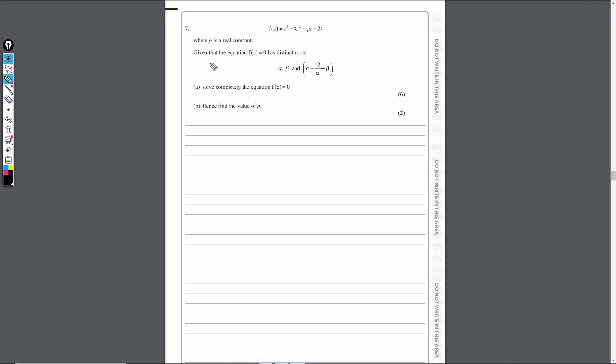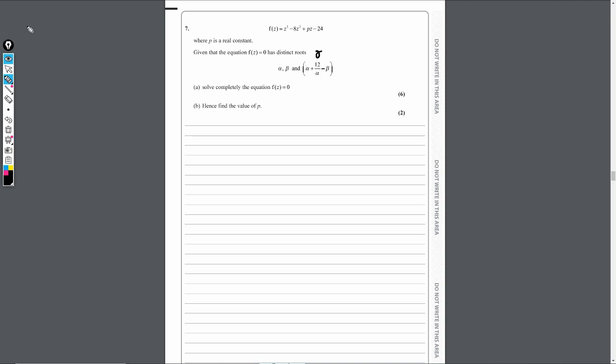So it's got distinct roots: alpha, beta, and alpha plus 12 over alpha minus beta. Okay, so we need to get these roots. How do we get these roots? Well, the first thing we're going to need to work out is a value for alpha beta. How can we get this value? Imagine this is alpha, this is beta, and I'm going to call this one gamma. So that's the root gamma.